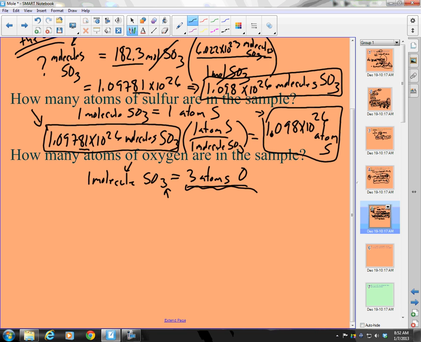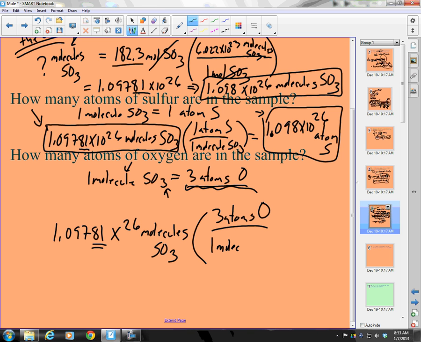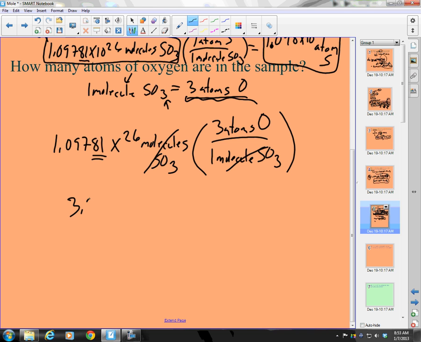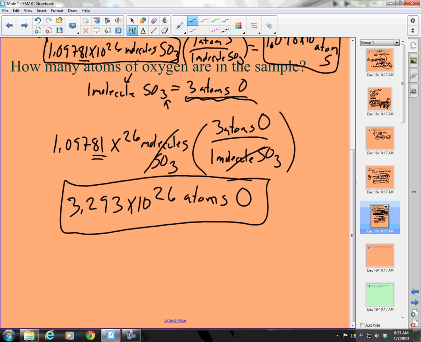So let's go back. We want to know how many atoms of oxygen are in my sample. We have 1.09781. I underline those guys telling me they're not significant, but I've got to use them because I don't want to round till the end. Times 10 to the 26 molecules of what? Molecules of SO3 times what? I have three atoms of oxygen per every molecule of SO3. What happens to my molecules of SO3? They cancel. So times three, and I get what? How about 3.293 times 10 to the 26 atoms of oxygen? That's a whole bunch of oxygen atoms. That is correct. All right, one last, and we will take a break.